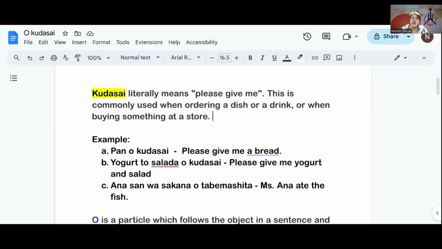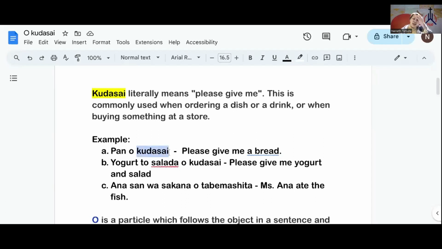Okay, so we put the word kudasai at the end of the sentence. It is always at the end of the sentence because this means you are asking a favor of the second person or the listener. Okay, please give me this or can I have this? So by the word kudasai, they understand that you are asking for something or you want something.